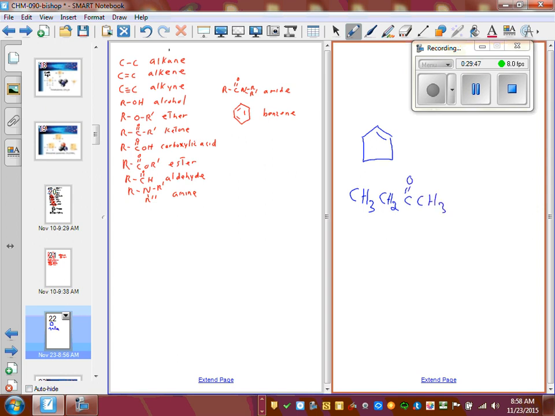What's that? Alkyne, triple line? No. What do I have there in the middle? A carbon with what? To a what?